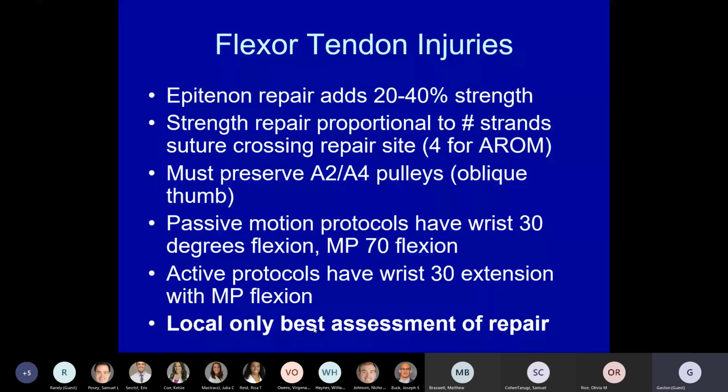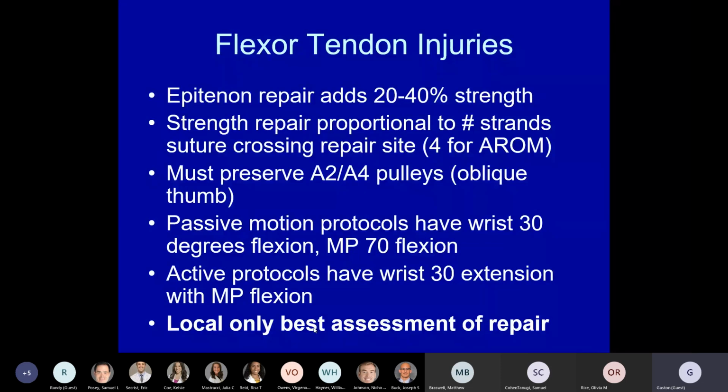If you do an epitendinous suture, remember that adds 20 to 40% of the strength of a standard repair. They've asked it multiple times, what's the #1 factor determining the strength of a flexor tendon repair? And the answer is the number of strands crossing the repair site. You need at least 4-strand repairs for active motion protocols.